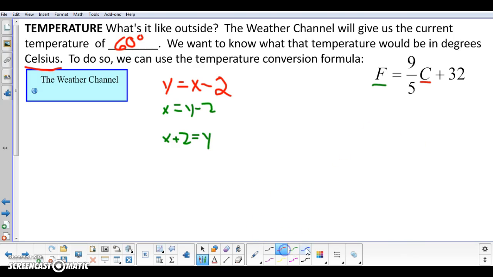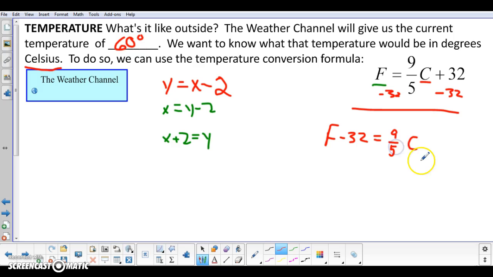So as I solve for C, so that I have an inverse function where C is the output and F is the input, I'd begin by subtracting 32 from both sides, which will leave me with F minus 32 is equal to 9/5 times C. And then to solve for C, I divide by 9/5. Well, dividing by a fraction is tricky, so instead I would multiply by the reciprocal, 5/9. When I multiply by the reciprocal, be careful, you got to put this in parentheses. We're multiplying the whole thing by 5/9. So that gets C all by itself.